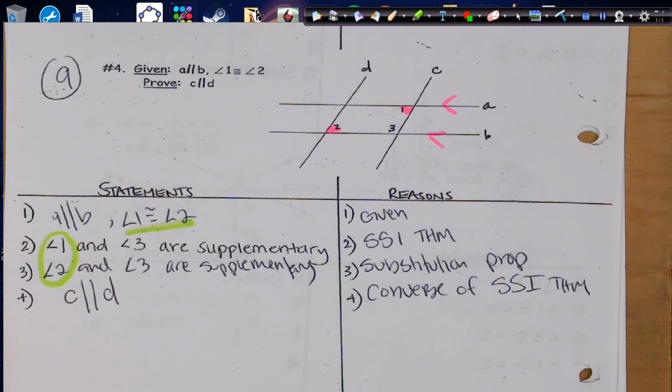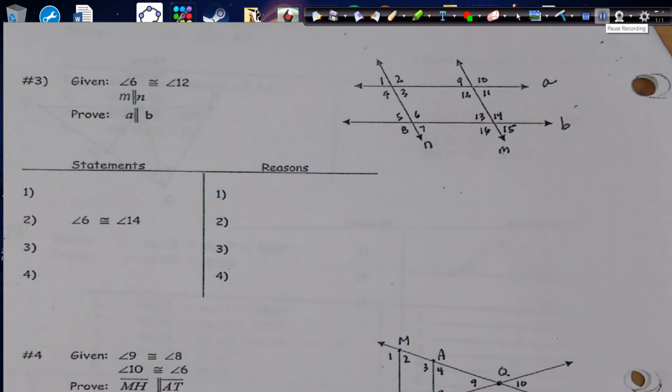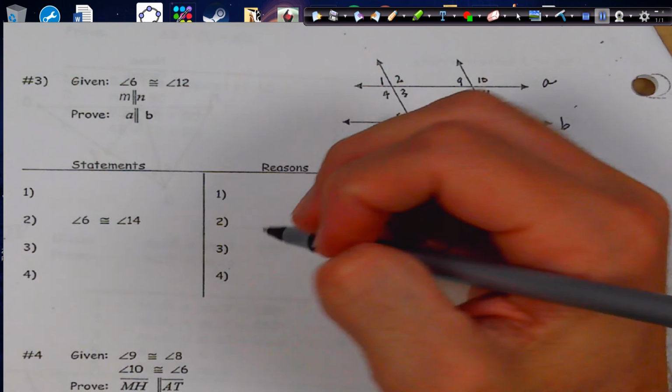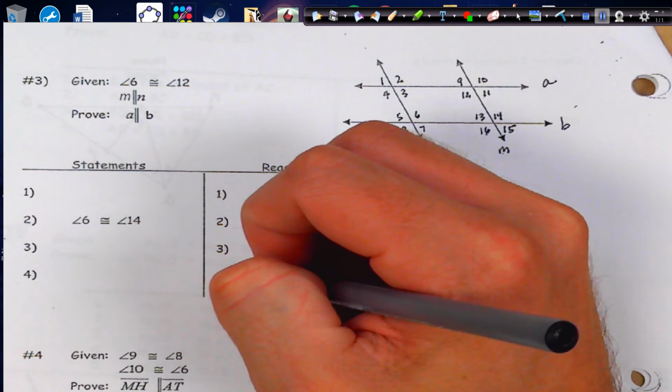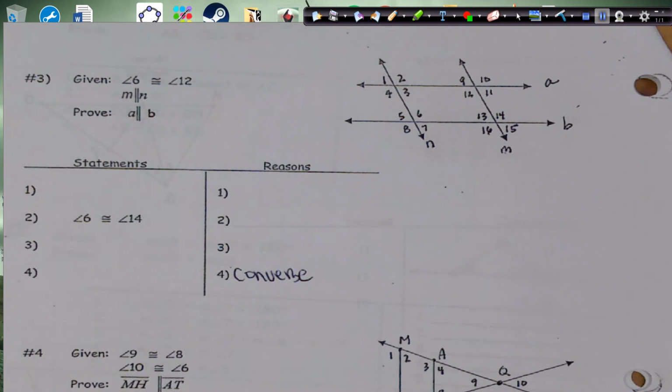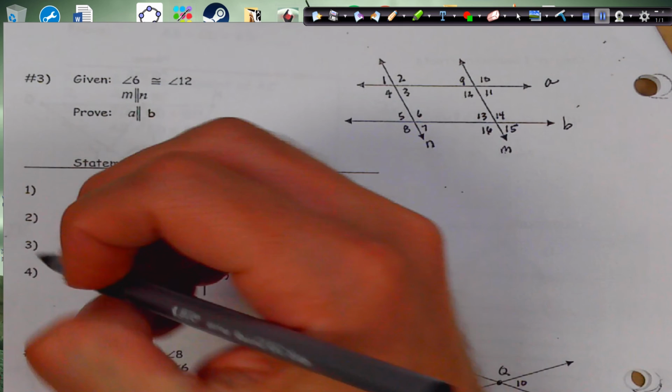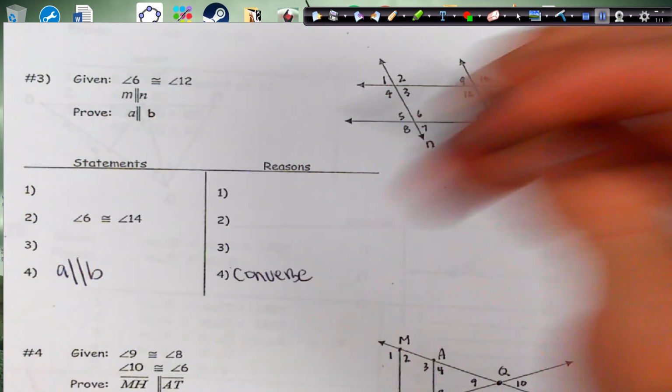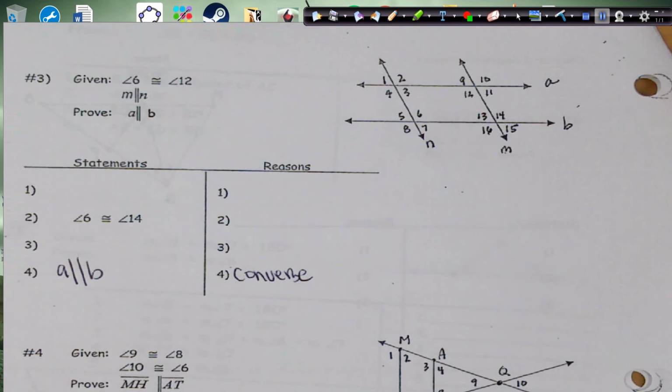Let's look at another problem. Okay, so here's our next proof. And what we want to do is look for a couple different things. So before we begin, we want to think about what we're doing. We're trying to prove A and B are parallel, so that means I automatically know, I'm actually just going to go ahead and do this right now, I'm going to write converse here because I know the only way to prove lines parallel is to use a converse. I'm literally going to put that in. I know you should always think about it before, but this should help my thinking process.